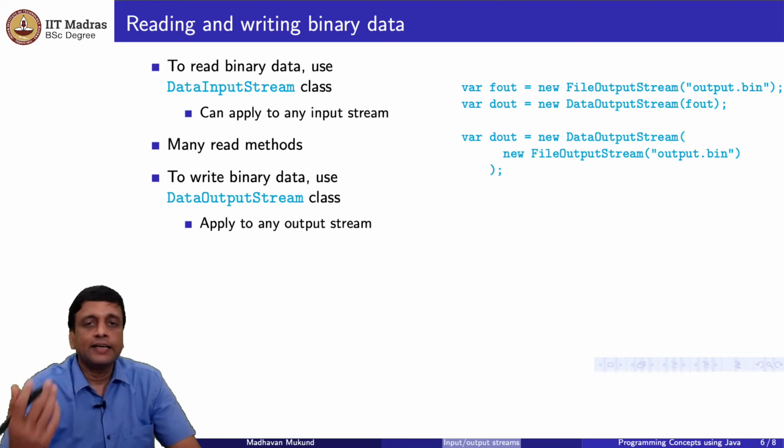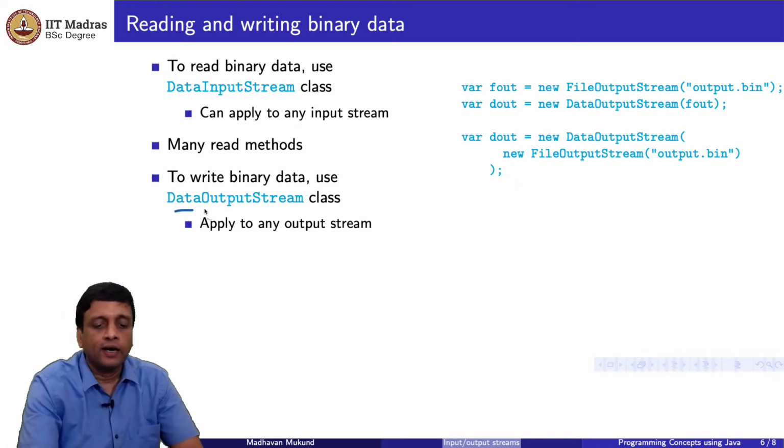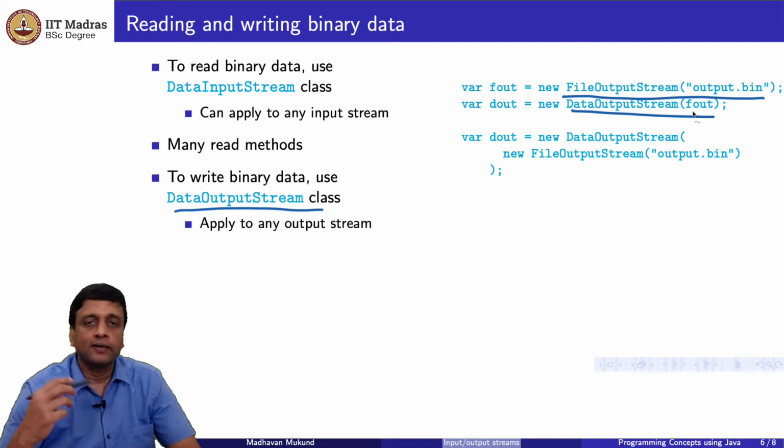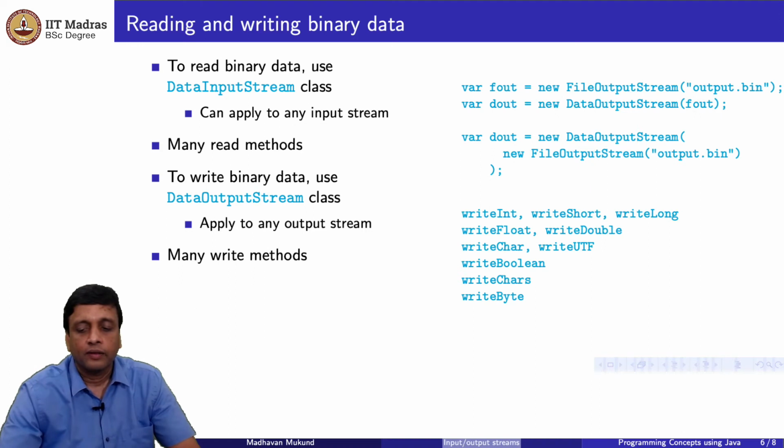Again, symmetrically, instead of the print writer class, you have a data output stream class. You again create a file output stream and wrap a data output stream around it, just like earlier you created a file output stream and wrapped a print writer around it. Just like you had various methods to read raw data, you have various methods to write raw data. You can write an int, a short, characters, a byte, a boolean. You need to look up the documentation to figure out exactly what some of these mean, like what write UTF is, and so on.